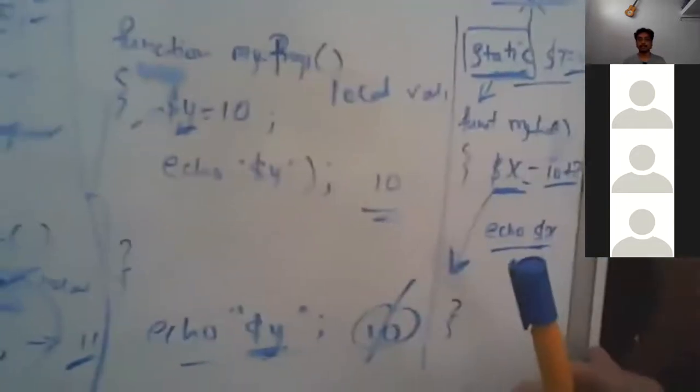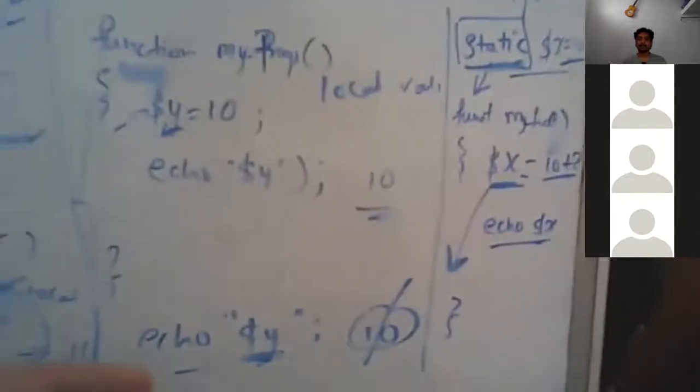That is a basic difference. Coming to static, the static variable is the variable which retains its value.